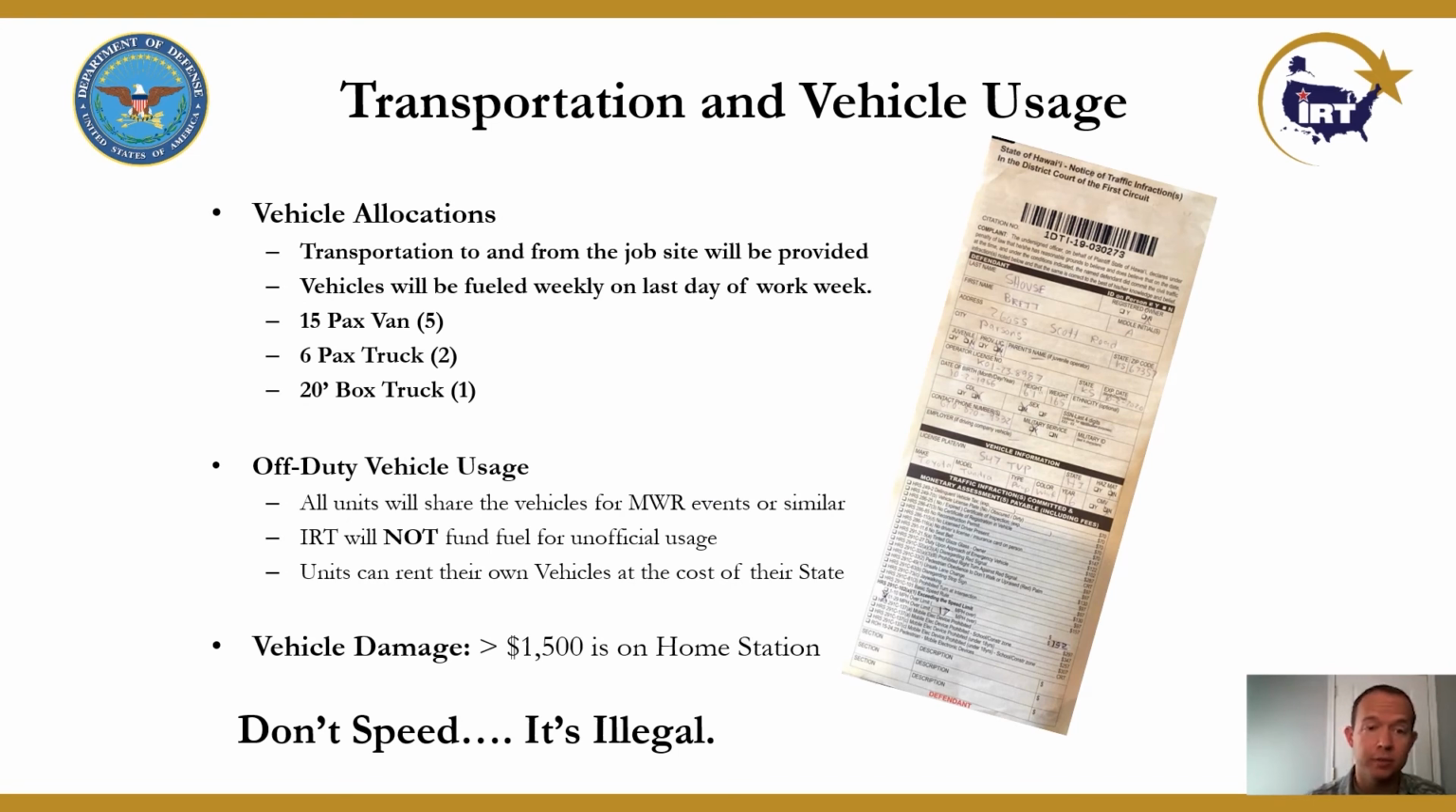You want to address the vehicles. In this case, there were 15-passenger vans, 5 six-pack trucks, 2, and 20-foot box trucks, 1. You'll notice a traffic infraction ticket there. Someone got a traffic infraction, and that is always, as always, on the member. If you get a traffic infraction, don't speed, it's illegal.